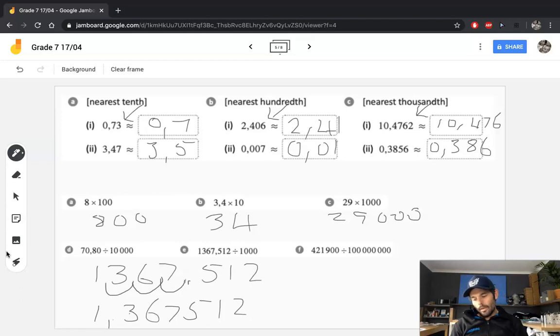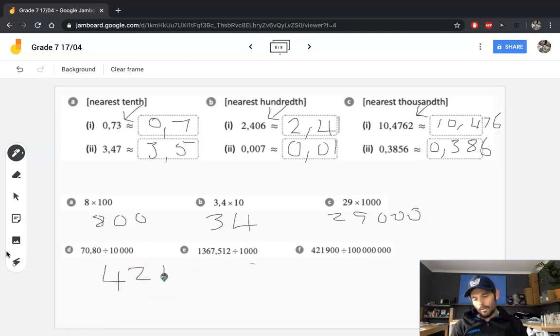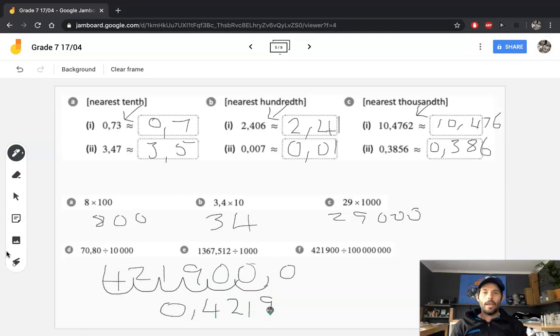Okay, and the last one that I've got to do, 421,900. Okay, now there are a lot of zeros there. 9 zeros, 100 million. So my comma would actually be over here. If I go back by 10 at a time, it would be there, 2, 3, 4, 5, 6. So after I've done the 6, I'll have that. Okay, but I need to go 3 further.